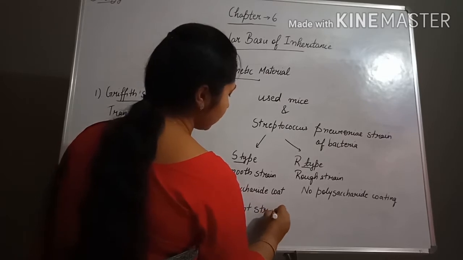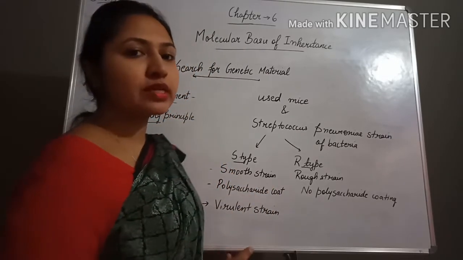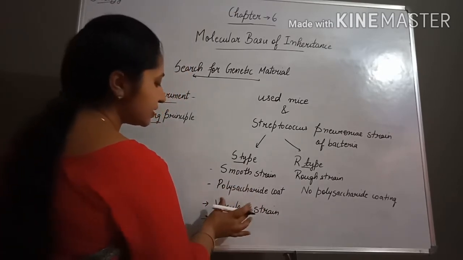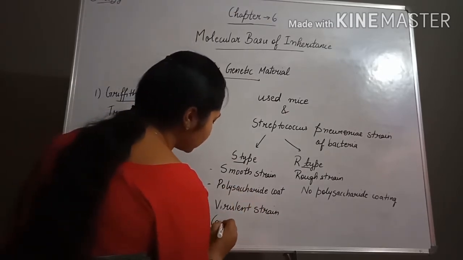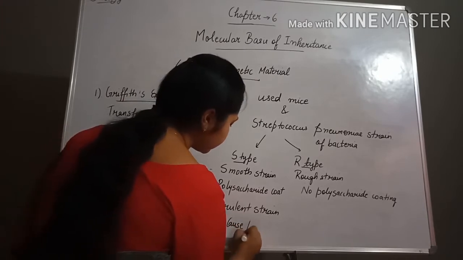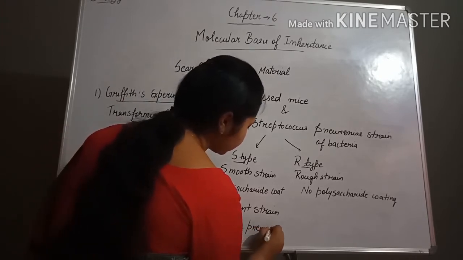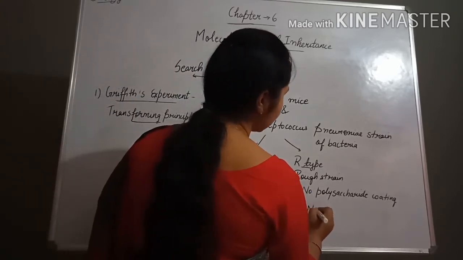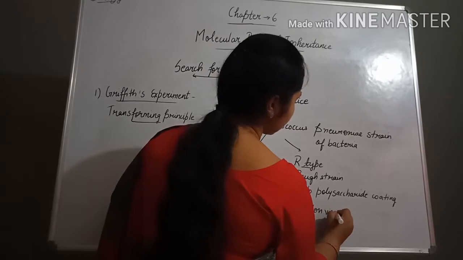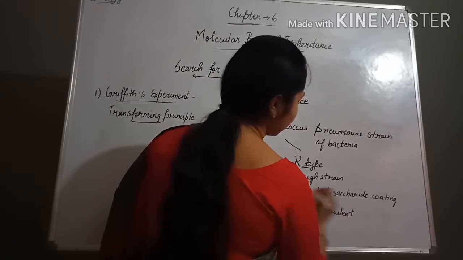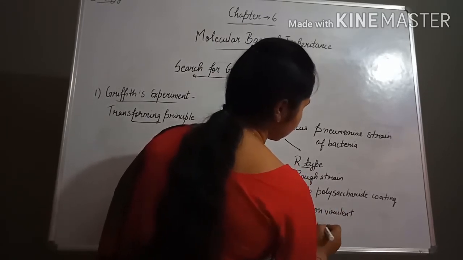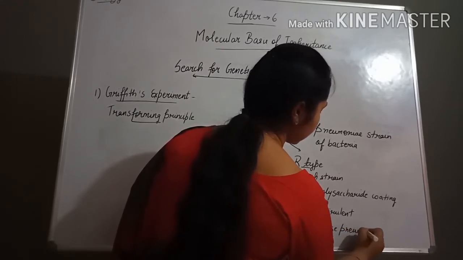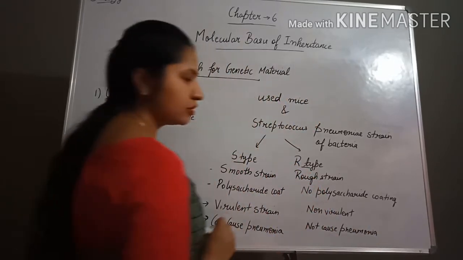Now what is the meaning of the virulent strain here? It means that it is responsible, it is harmful, and it can cause pneumonia, but this is the non-virulent type and it will not cause pneumonia. It will not cause pneumonia.